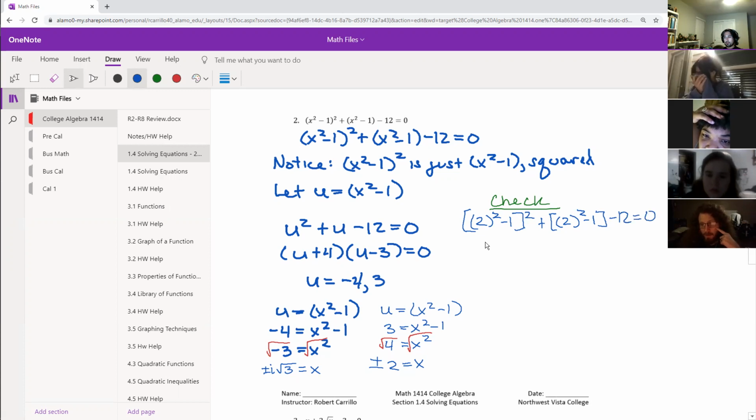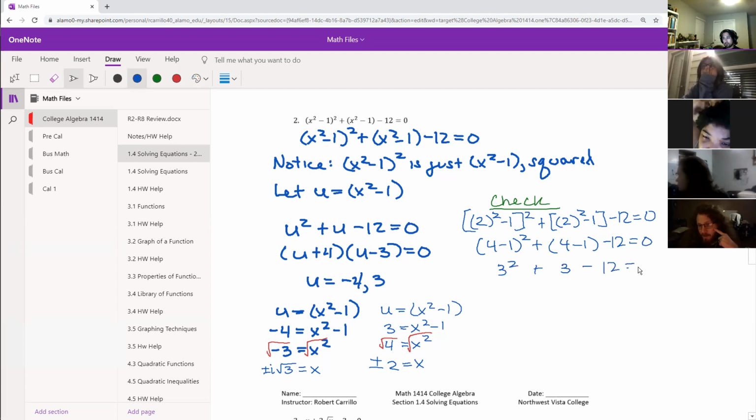So what do we get? We get 4 minus 1 squared plus 4 minus 1 minus 12 equals 0. So that's 3 squared plus 3 minus 12 equals 0. 9 plus 3 minus 12 does in fact equal 0, because 9 plus 3 is 12, minus 12 is 0.